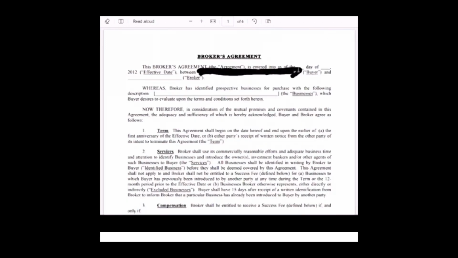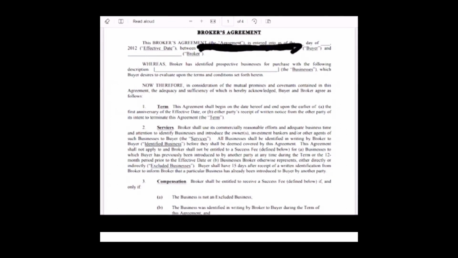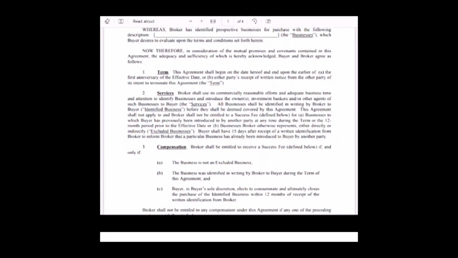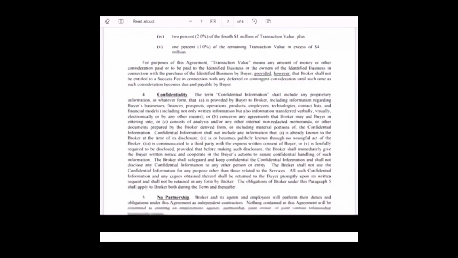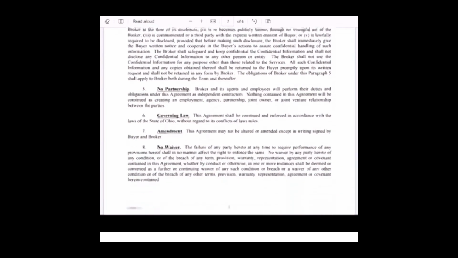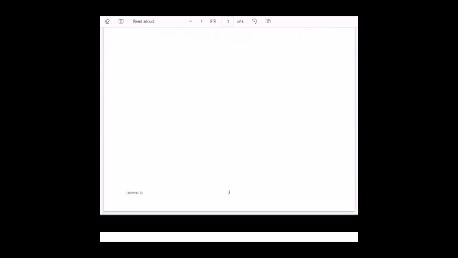Next, we have the broker agreement, and it is exactly what it sounds like. It is the agreement between the owner operator and the broker, which you are due to complete. It goes over terms, services, compensation, pay, confidentiality, and so on and so forth. So it is your job to read this and make sure everything makes sense. Then you would sign and date it.